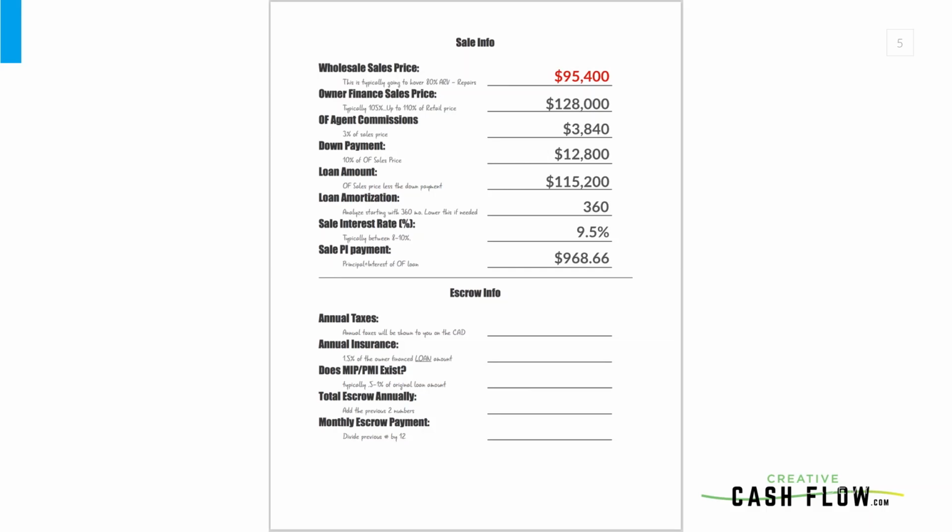So we did our acquisition side: what does the lead look like? We did our sales side: what's our disposition going to look like with owner financing? Now we need to look at the escrow. Now we need to see what our escrow information is. What are our taxes, insurance, MIP, all that kind of stuff.